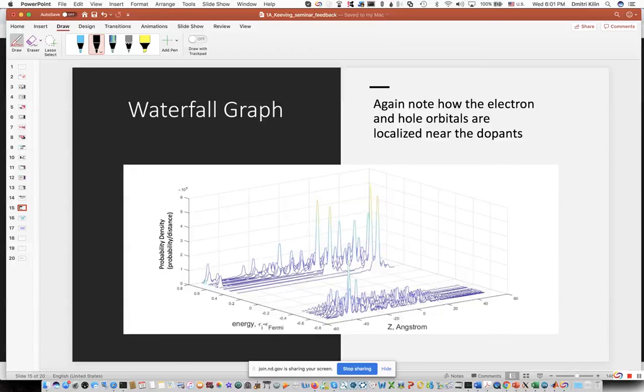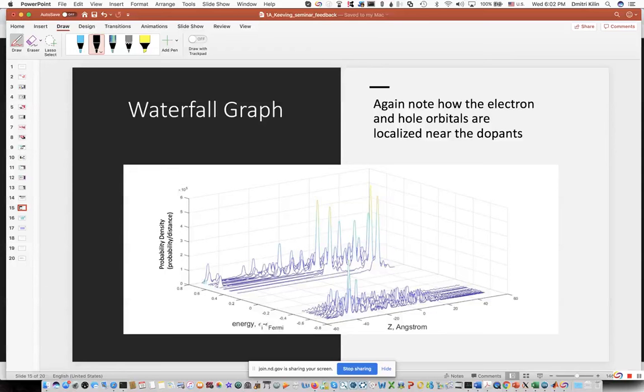All right, and this is my waterfall graph. On the y-axis, you have my probability density, and on the x and y-axis, you have the energy of my orbitals and the atomic distance of my wave. So again, this corroborates what I found in my procedure. All my orbitals are localized near my dopants. All right. So just wanted to quickly point it out.